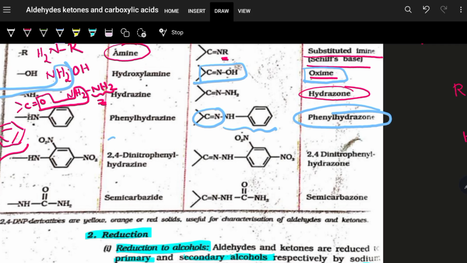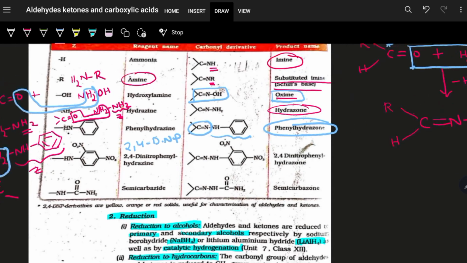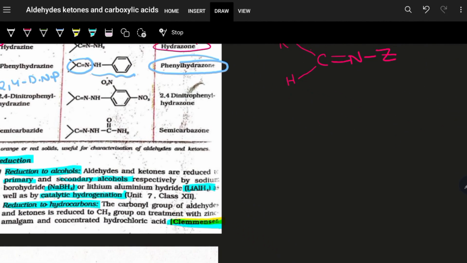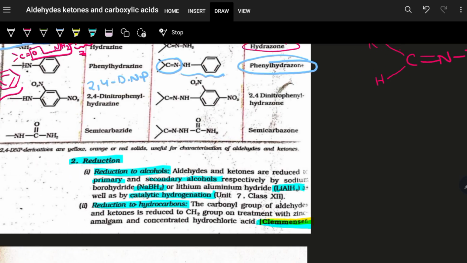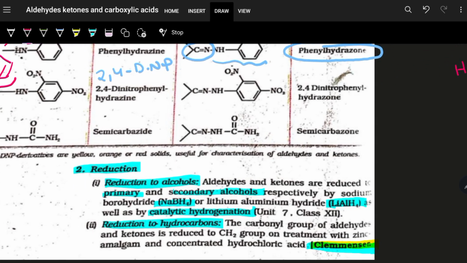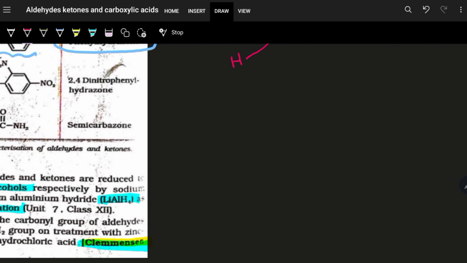Next is 2,4 DNP. When you do the chemistry practical for class 12, you will see this structure 2,4 DNP and the full form is 2,4 dinitrophenylhydrazine. Most of the students end up saying 2,4 dinitrophenol. Please don't say phenol here. It's phenylhydrazine. Now how to derive the structure of 2,4 DNP, dinitrophenylhydrazine?